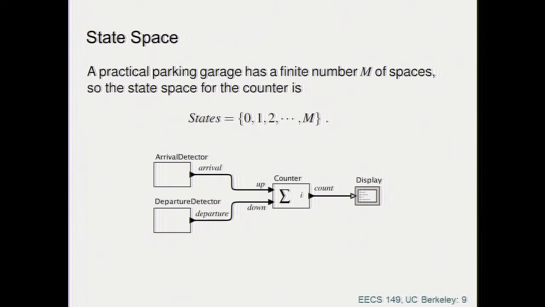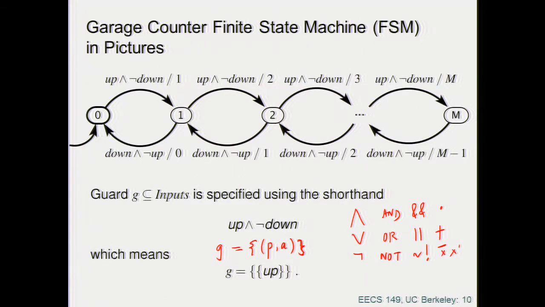So a practical parking garage has a finite number M of spaces. So we can assume that a coding of the state of that particular system, that is the garage, is the number from 0 to M. So that represents the full state of the garage. It is an intuitive notion, the state of the garage. So states 0, 1, 2, to M. All right. Now, how can I capture this?